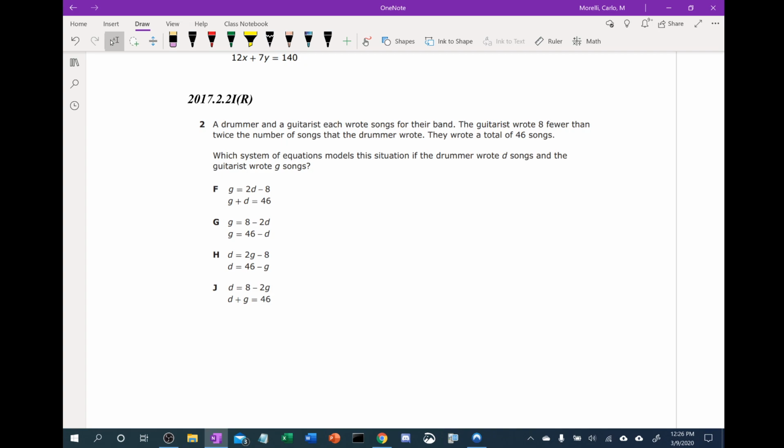A drummer and a guitarist each wrote songs for their band. The guitarist wrote 8 fewer than twice the number of songs that the drummer wrote. They wrote a total of 46 songs. Which system of equations models the situation if the drummer wrote D songs and the guitarist wrote G songs? Thank you for that extremely well-read reading.